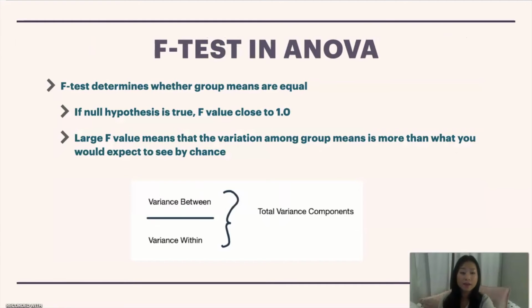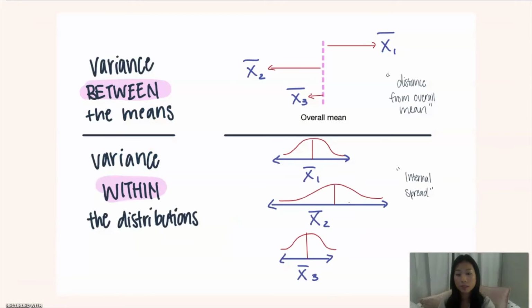Now let's look at the F-test in ANOVA. So the F-test determines whether group means are equal. If the null hypothesis is true, then the F value is going to be close to 1, and then a large F value means that the variation among group means is more than what you would expect to see by chance. So we want that large F value, and let's go into more detail about that.